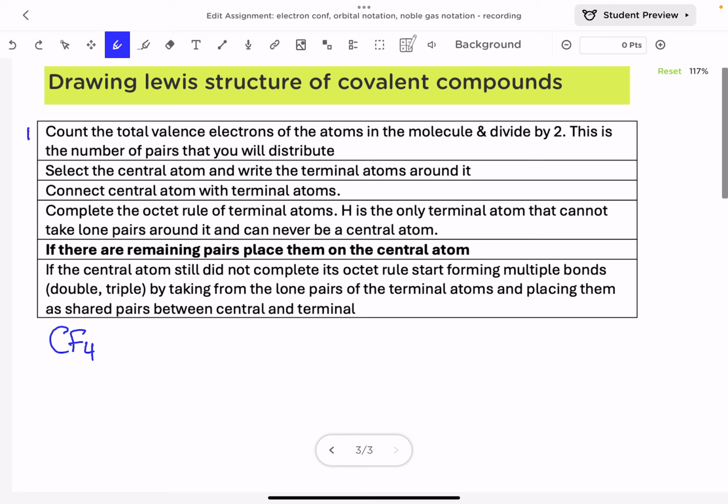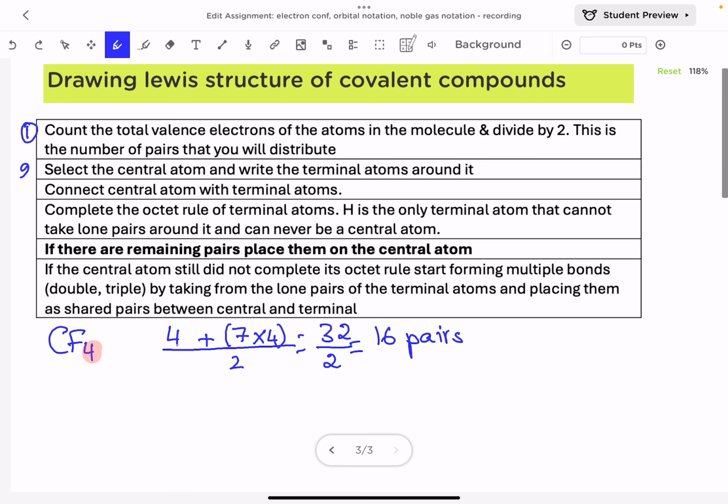The first step is to count the total valence electrons of the atoms in the molecule and then divide it by 2 to get how many pairs you are going to distribute. Carbon belongs to group 14, so carbon has 4 valence electrons. And fluorine belongs to group 17, so it has 7 valence electrons. Now, since we have 4 fluorines in this formula, we are going to multiply the 7 by 4. So that's 28 plus 4, a total of 32, over 2. We have 16 pairs to distribute.